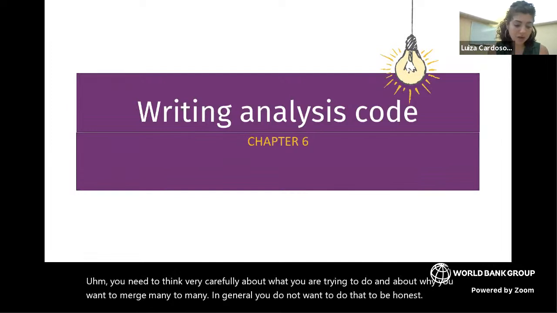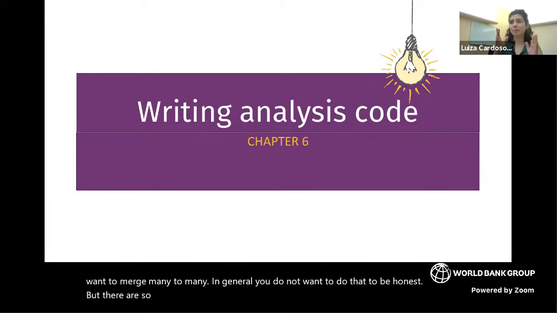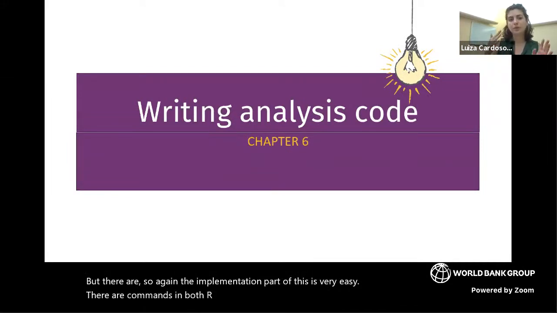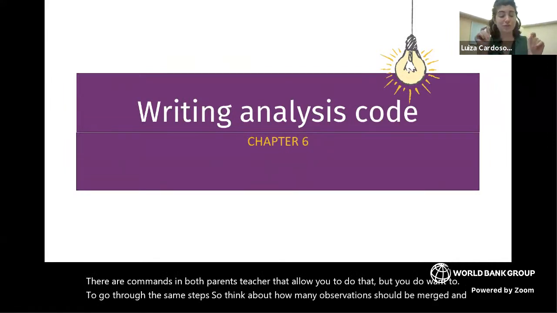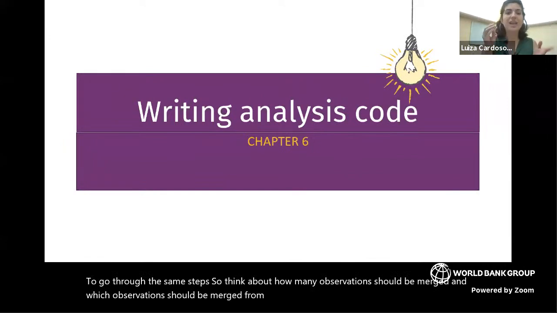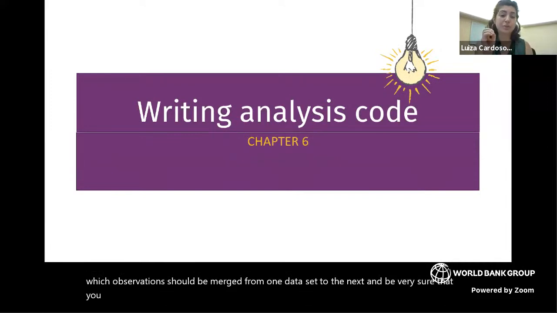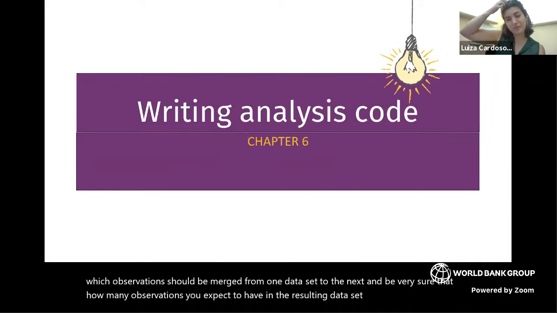But again, the implementation part of this is very easy. There are commands in both R and Stata that allow you to do that, but you do want to go through the same steps. So think about how many observations should be merged and which observations should be merged from one data set to the next. And be very sure that you know how many observations you expect to have in the resulting data set, because otherwise you can lose control over it very quickly.